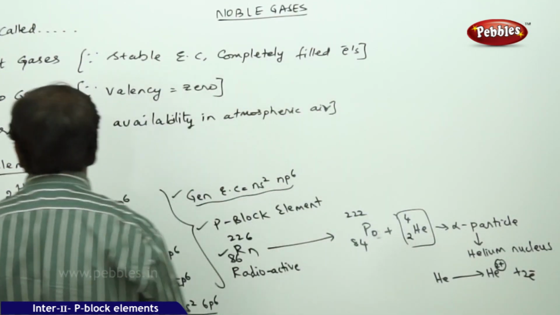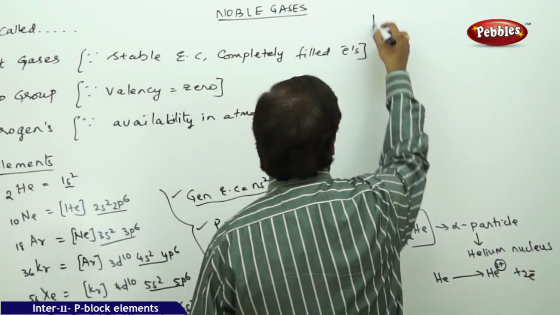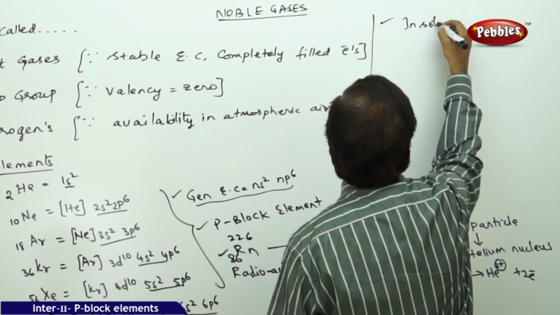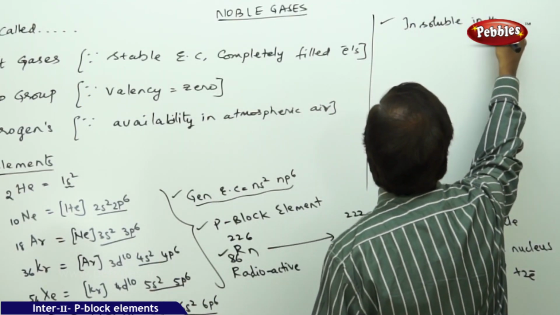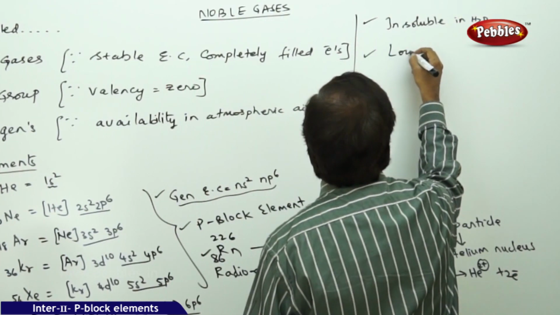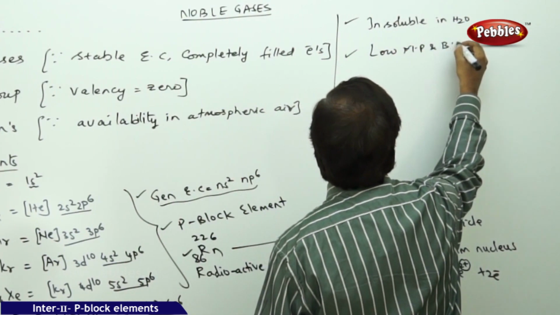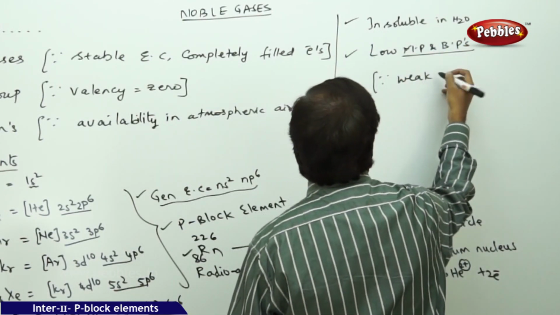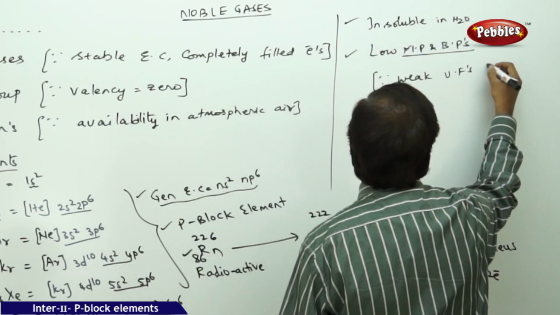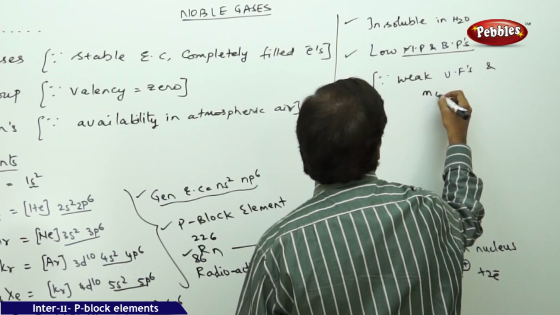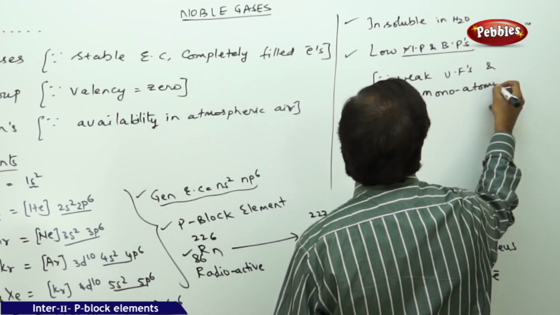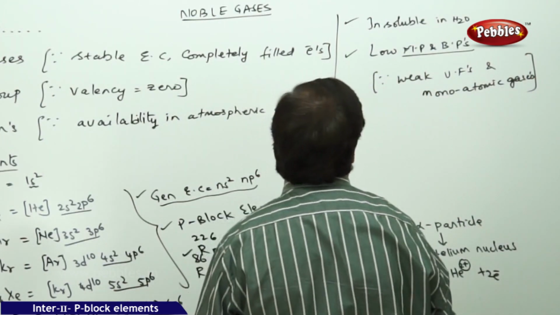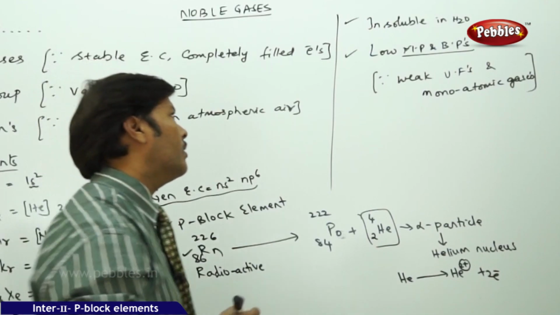At the same time, among the other properties of noble gases, they are insoluble in water. They have low melting points and boiling points. The reason is that they have weak van der Waals forces, and all the elements are monoatomic gases. Because of the weak van der Waals forces and the existence of monoatomic gases, they have low melting and boiling points.